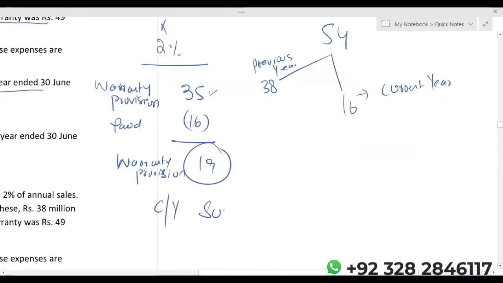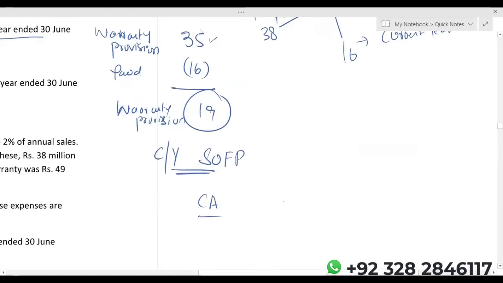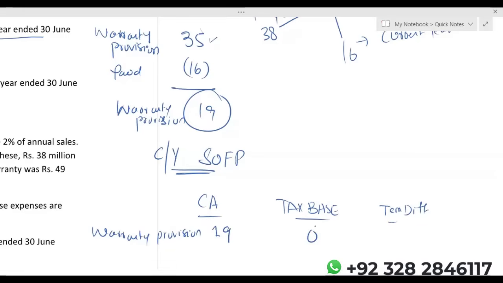Current year SOFP. Carrying amount, tax base, temporary difference. Warranty provision in the current year will be 19 million. Tax base is 0. Why tax base 0? Because taxation authorities do not accept warranty provision. And warranty provision is a liability. So 19 million will represent a deductible difference.